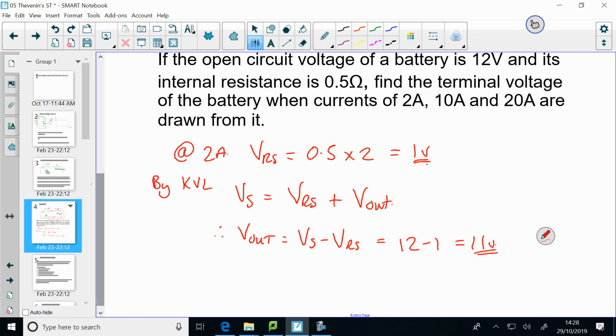So we draw 2 amps from that power supply, we drop 1 volt across the internal resistance of it, and therefore we only get 11 volts at the output terminal. Okay, so finish that off now for currents of 10 amps and 20 amps.